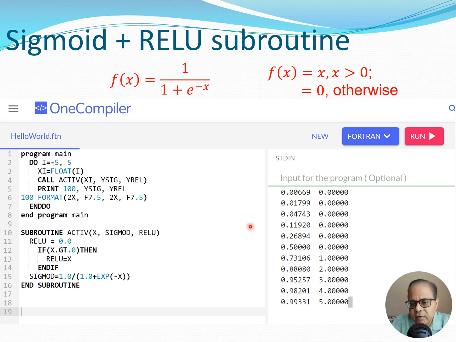So this is something very useful. The advantage of subroutine, of course, is that you can have many different variables in the argument list, and then you can return all those variables back to your main program.